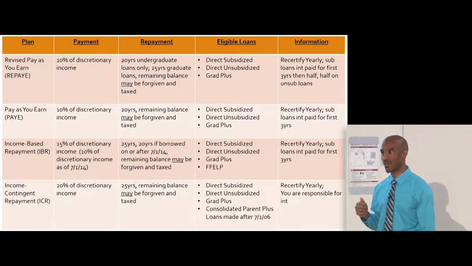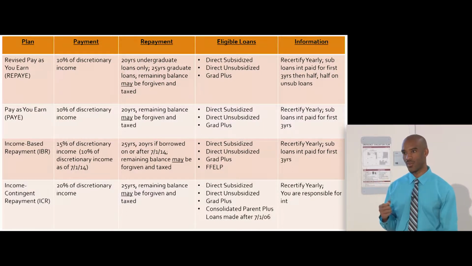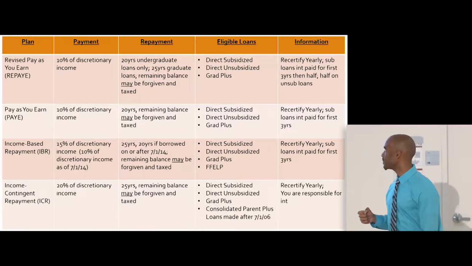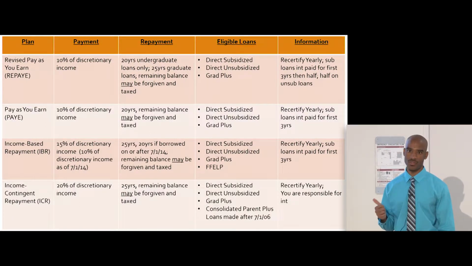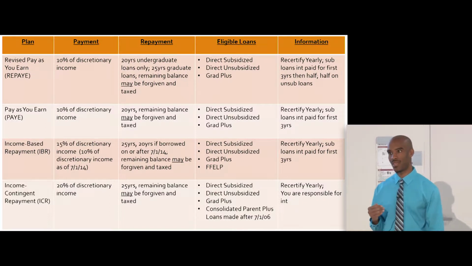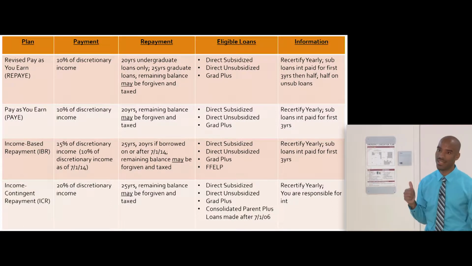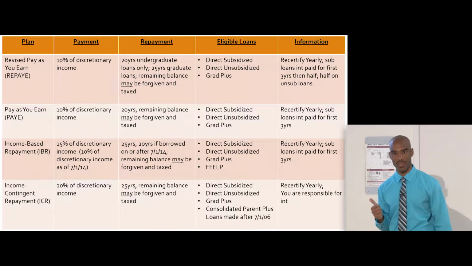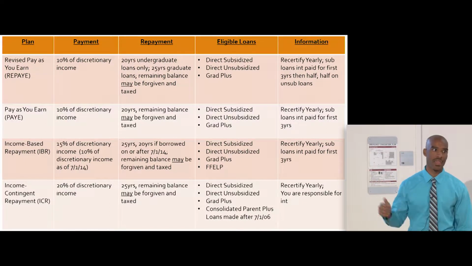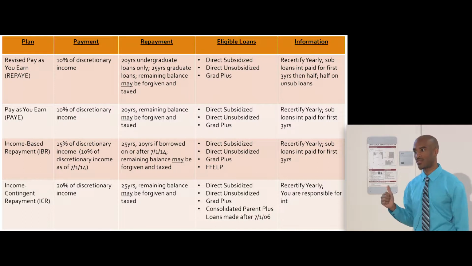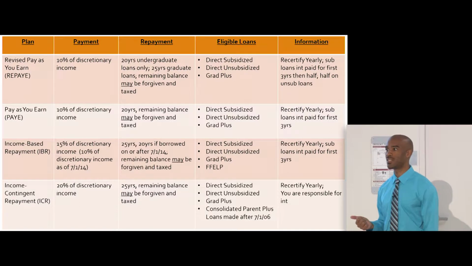Next, income-based. The income-based repayment plan. It goes off of 15% or 10% based on when you took out your loan. Also, depending on when you took out the loan, it can either be a 25-year or 20-year repayment plan. Again, it can be forgiven or taxed. Those are the eligible loans, and as you can see, it does include the FFELP loan, or the Federal Family Education Loan Program loan. And again, you do have to recertify, and the government will satisfy the interest for the first 3 years on the subsidized loan. Again, you're responsible for the unsubsidized interest.